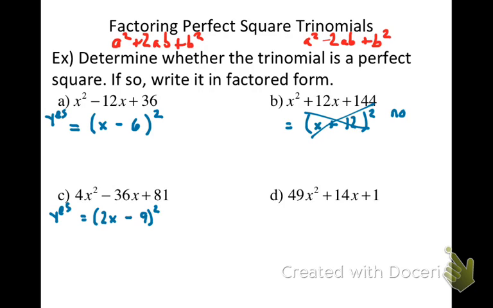All right, one more to do here. So, 49x squared plus 14x plus 1. Well, 49x squared and 1 are both perfect squares. So we get 7x and 1, and we'll put an addition sign in the middle to match that, squared. And then the middle term, 7x times 1 is 7x, and if you double it, you get 14x. So yes, that's a perfect square trinomial. And you got the pattern for factoring perfect square trinomials. Really simple thing to do.